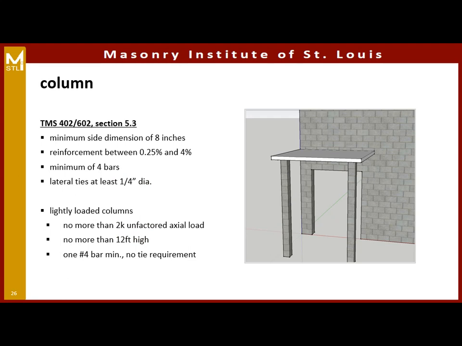So some of those code provisions on the columns, they need to be reinforced with between a 1/4% and 4% of steel in a minimum of 4 bars, and then lateral ties that are at least a 1/4 inch in diameter. The code does allow for lightly loaded columns, which are columns that have no more than 2 kips of axial load and are no taller than 12 feet, and then also in low seismic zones. And at that point, we can reinforce them with just one number 4 bar, and there's no tie requirement.